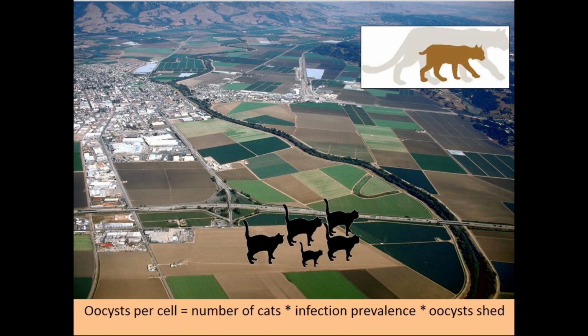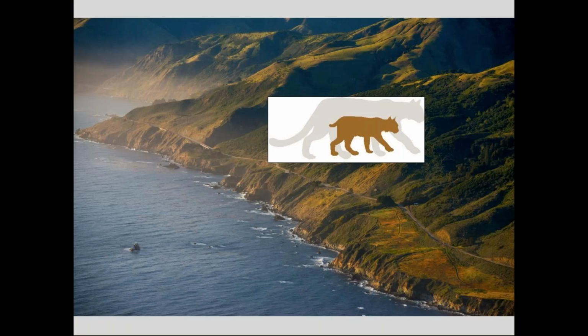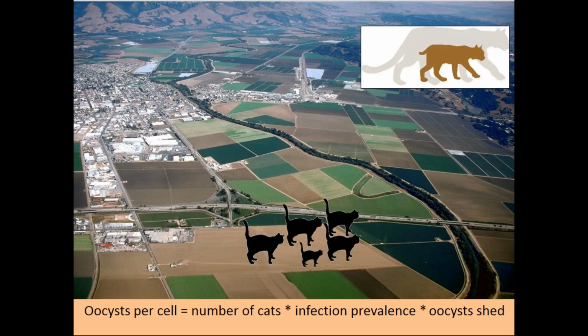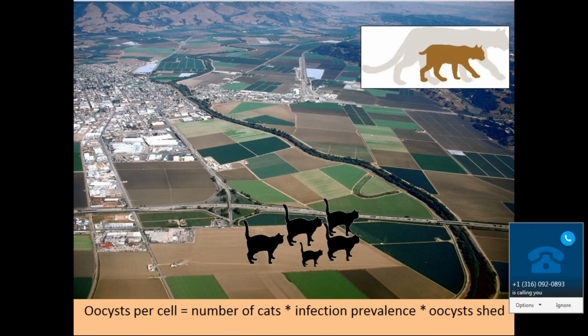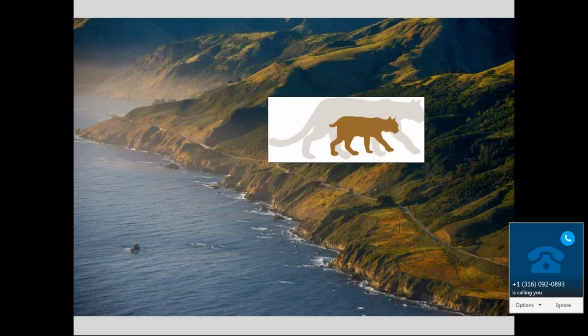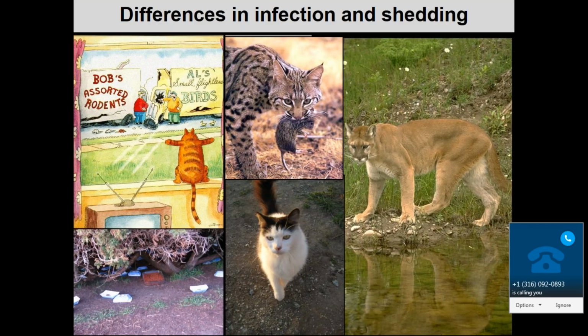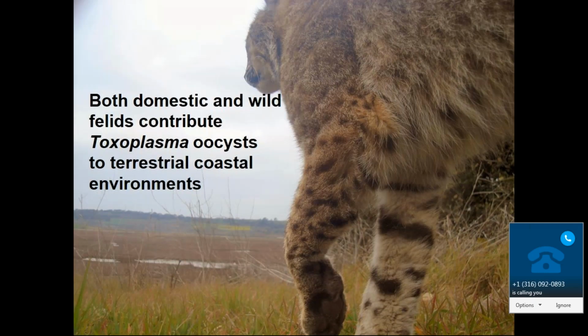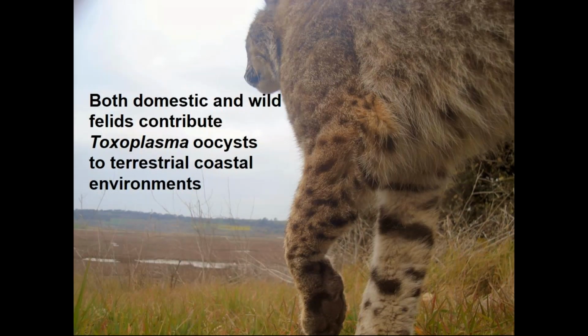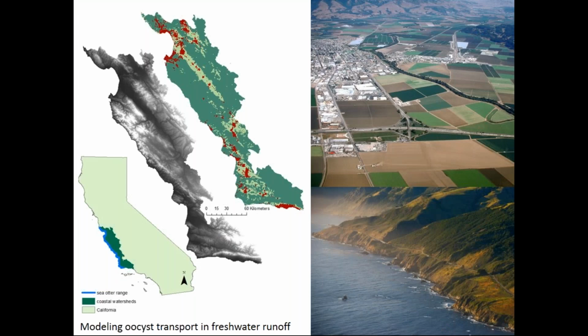And let's see here, I have a graph on the next page. Oh, sorry. And they quantified roughly the oocysts per cell for this model, and that looked at the number of cats times the infection prevalence and the number of oocysts shed. And there were significant differences, as I mentioned, in the infection and shedding across these different groups of cats. And we know that both domestic and wild cats do contribute Toxoplasma oocysts to terrestrial coastal environments.